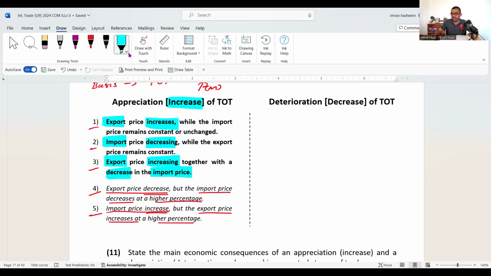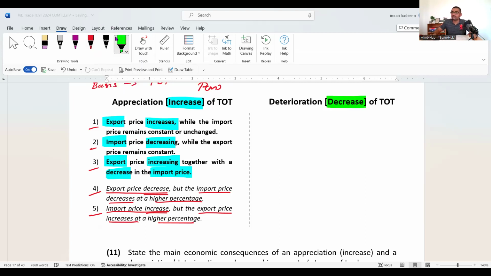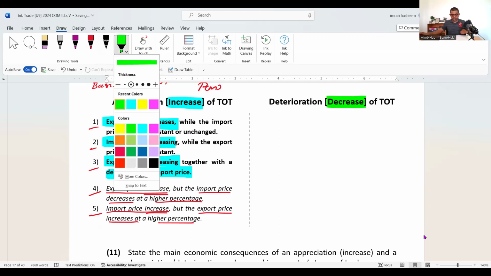Deterioration. Can we come up with the five situations? Yes or no? I'm not going to ask you to do it now, but I'm asking you, can you write them?